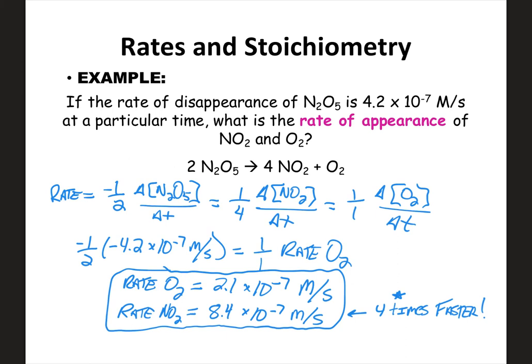So this is a pretty basic way of using rate data and the change in concentration over change in time in order to solve for the rate of appearance or disappearance of a reactant or product.